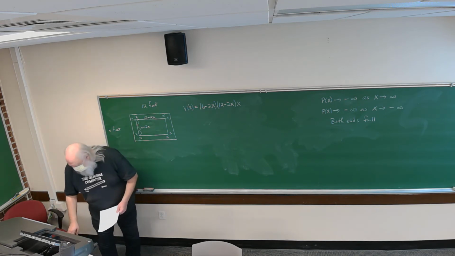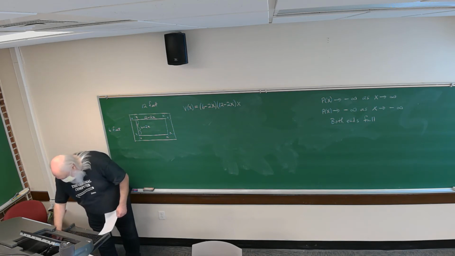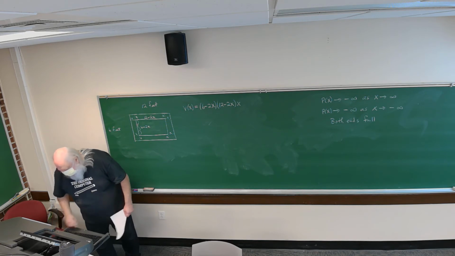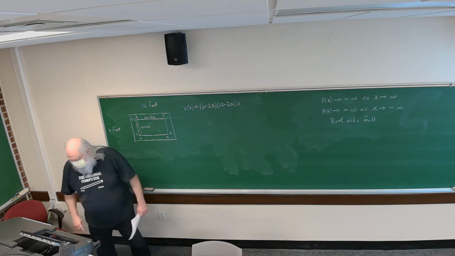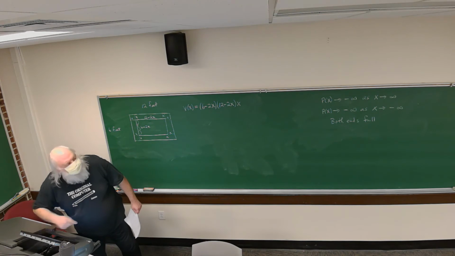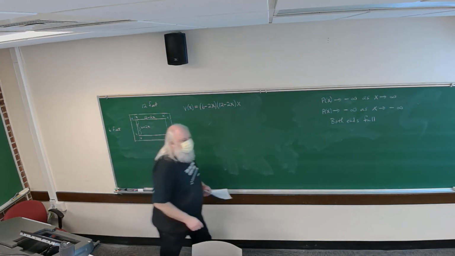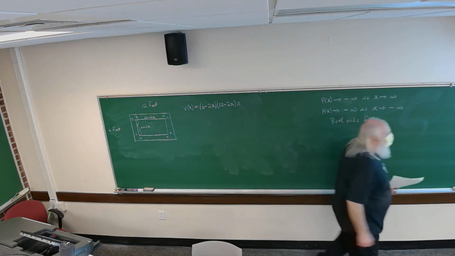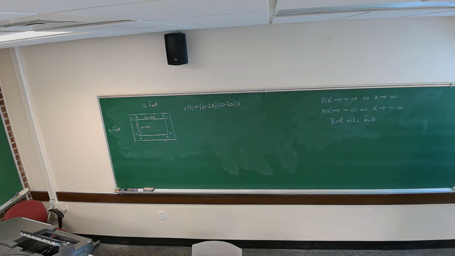So in doing that, I went to one of my favorite websites for graphing, Desmos. And so I typed in the equation here: y is equal to 6 minus 2x times 12 minus 2x times x.